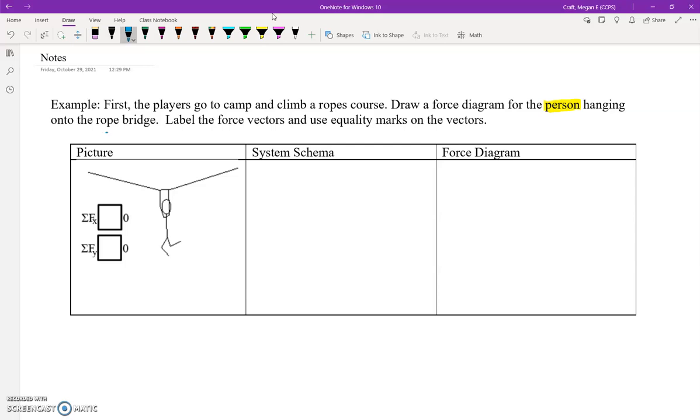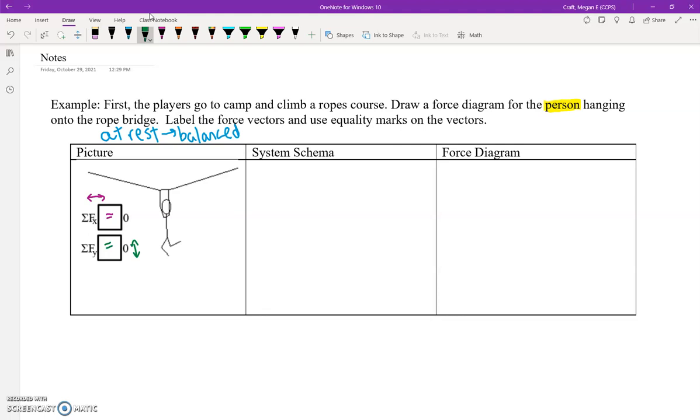So from my reading, I can tell that this person is at rest, and that means that I know that everything is balanced. So the net force in the x direction, so side to side, is going to be 0. And the net force in the y direction, up and down, like the y-axis on a graph, is also going to be equal to 0 because he is not moving in any direction. He's at rest up and down and at rest side to side.